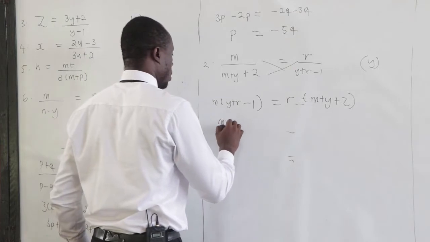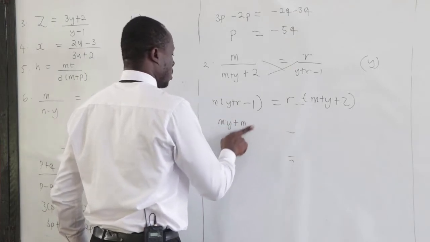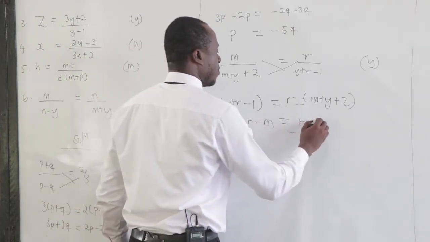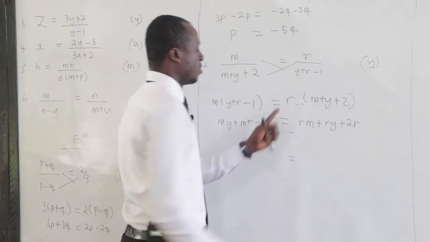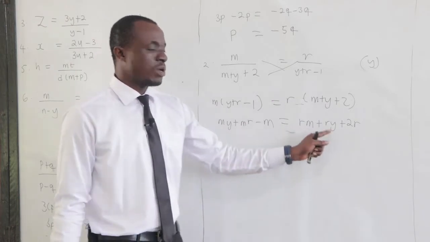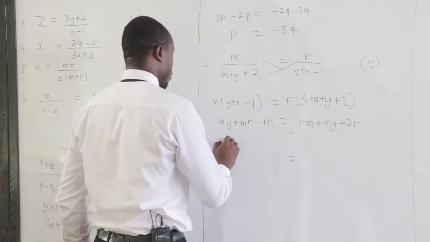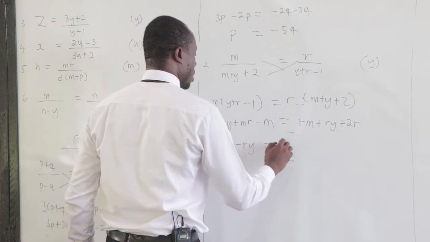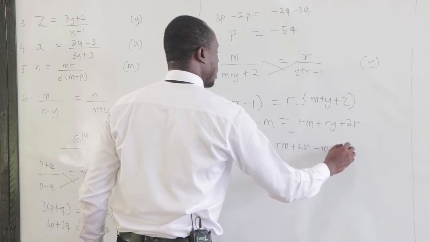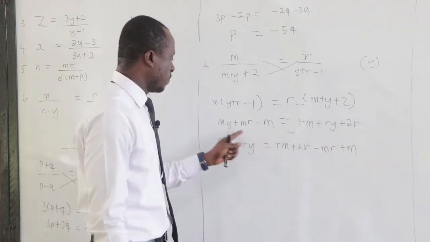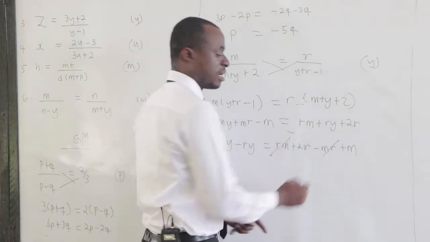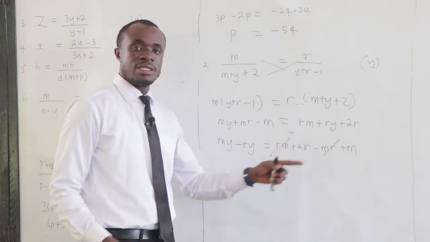Expand. So you have MY plus MR minus M expanding, equal to RM plus RY plus 2R, multiplying 2 with the R. We want to make Y the subject. Now there's Y here, there's Y also over there. Let's group the terms. So you have MY minus RY equal to RM plus 2R minus MR plus M. This negative crossing becomes positive, this positive crossing becomes negative. Clearly this and that cancel out because RM is the same as negative MR.